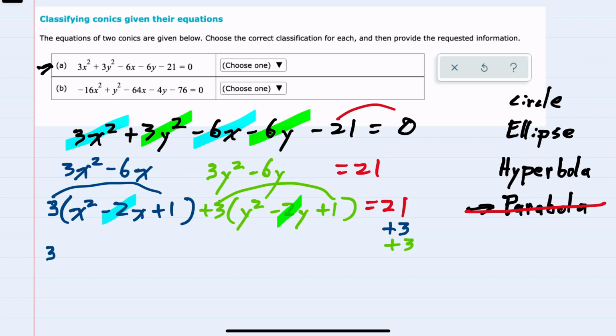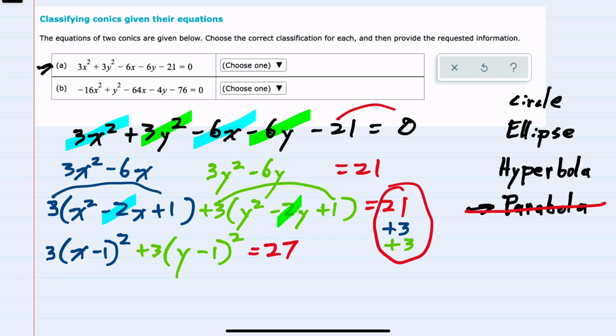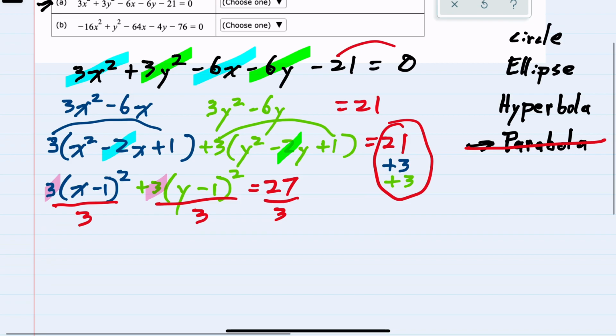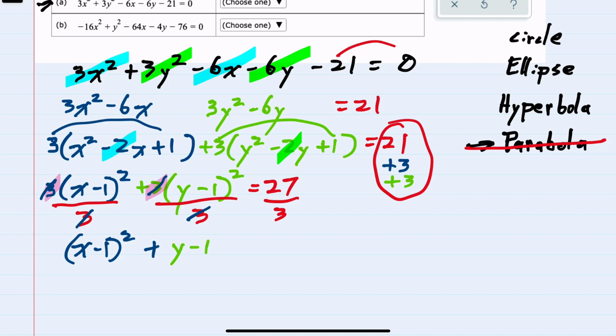Now that I've completed the square, this first expression will be x minus 1 squared, a perfect square. And for the y's, I also have y minus 1 as a perfect square, equals, on the right-hand side, I now have 27. And from here, these leading coefficients are equal, so I can divide throughout each term by 3, and I will have x minus 1 squared plus y minus 1 squared equals 9.